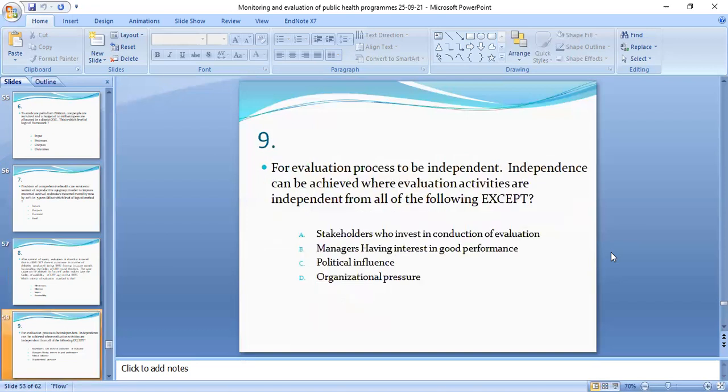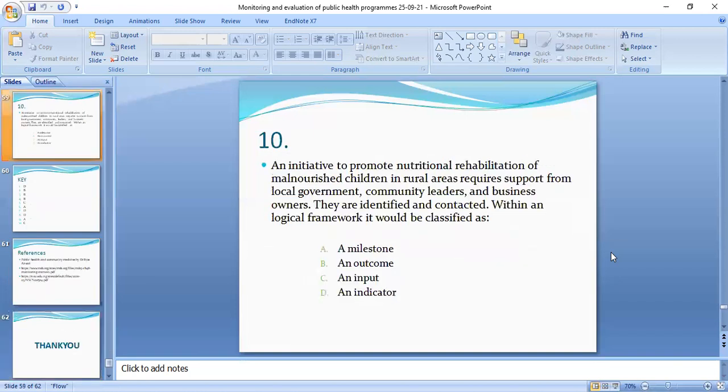Ninth MCQ: for an evaluation process to be independent, independence can be achieved where evaluation activities are independent from all of the following except: stakeholders who invest in conduction of evaluation, managers having interest in good performance, or political interference or organizational pressure. Option A is the correct answer because stakeholders who invest in conduction of evaluation can participate in evaluation, and this doesn't come under independence.